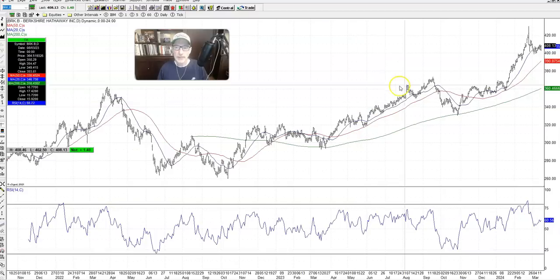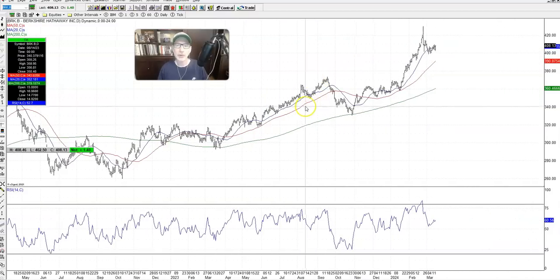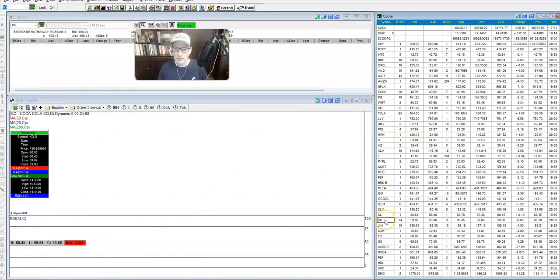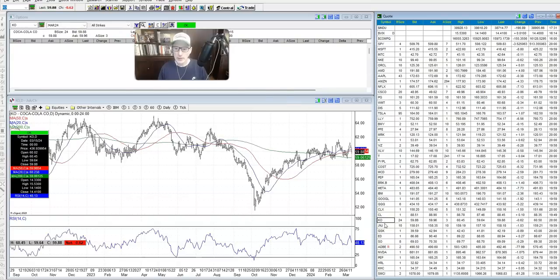Warren Buffett, you can get in on his Berkshire Hathaway fund, piggyback the greatest investor of all time. It's been hugging around the 20-day moving average, just trying to store up its energy for that next leg higher. So if you want to piggyback Warren Buffett, you can take a look at his Berkshire Hathaway fund. Let's see what else. Coca-Cola moving sideways.